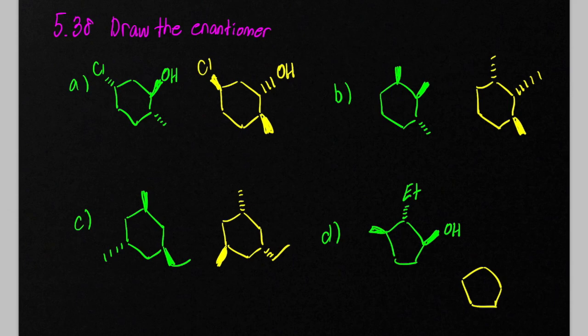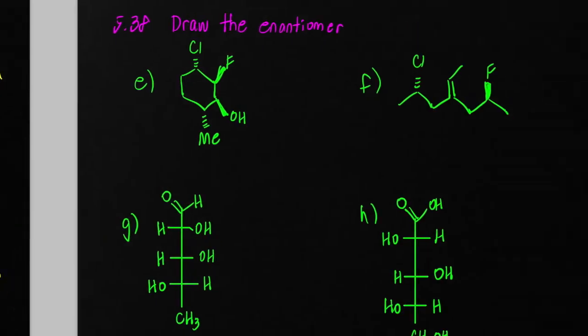So let's keep doing that for part D. This ethyl is going to switch. This hydroxyl we want to switch. And the methyl group we want to switch. And these are enantiomers. They should be non-superimposable mirror images.